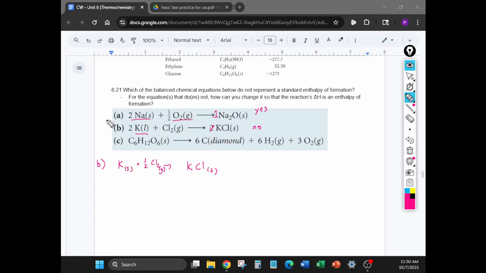All right, and then since you guys got B, I'm sure you got C. Is C enthalpy of formation? No, it is not. What's the first thing wrong with it? It's diamond, not graphite. Exactly. We've got to change diamond to graphite. What else? It needs to be flipped, because we need 1 mole of the product. So we're going to flip it. So C: 6 moles of solid graphite carbon plus 6 moles of H2 gas, and 3 moles of O2 gas, and that's okay because they're diatomic, makes 1 mole of glucose.